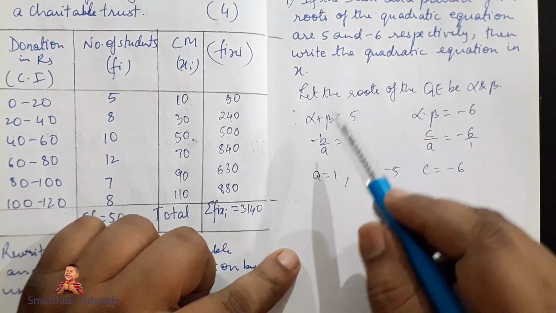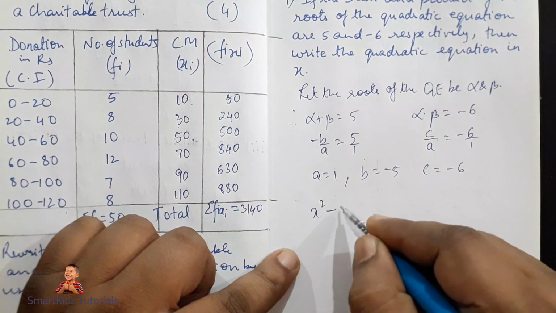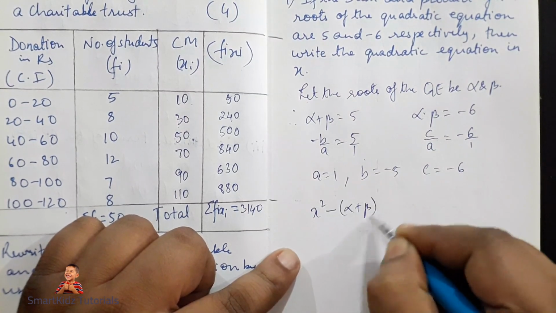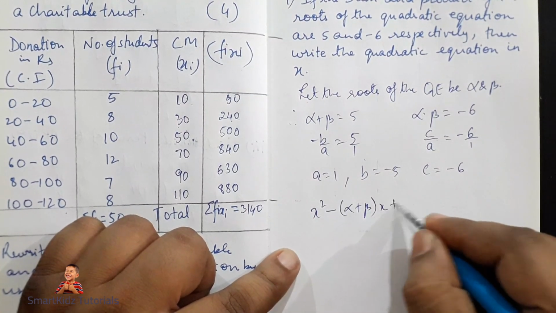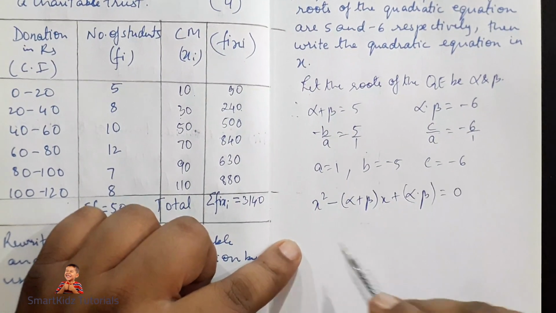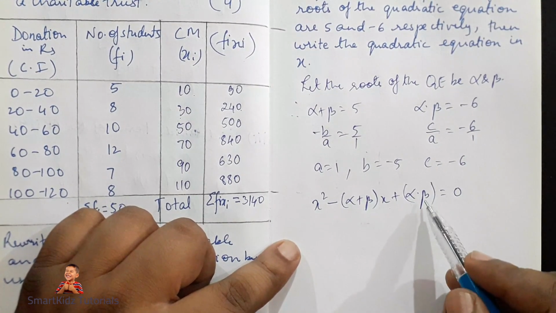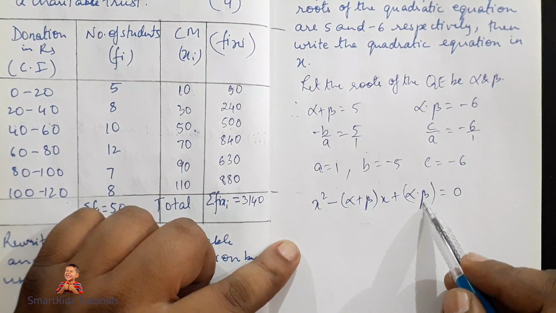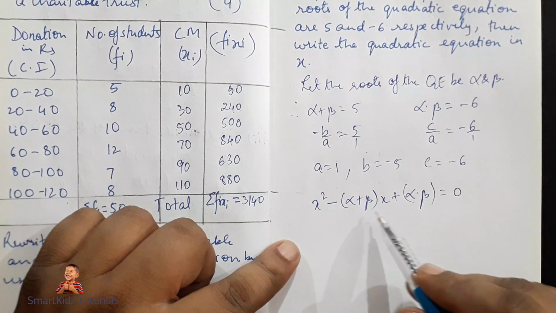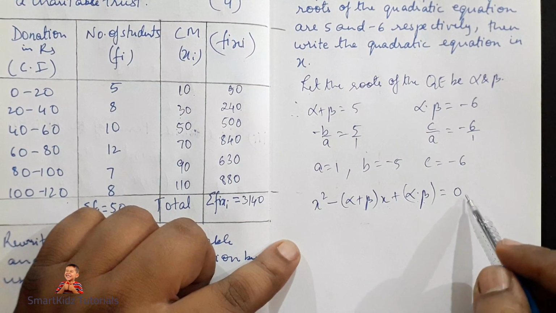Now to substitute and get the quadratic equation, this is the one: x square minus alpha plus beta into x plus alpha into beta equal to 0. So x square minus sum of the roots into x plus product of the roots equal to 0.